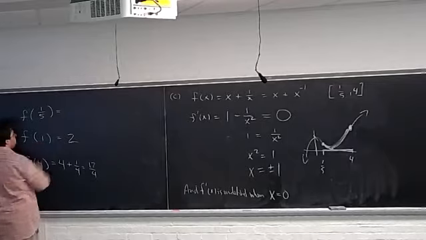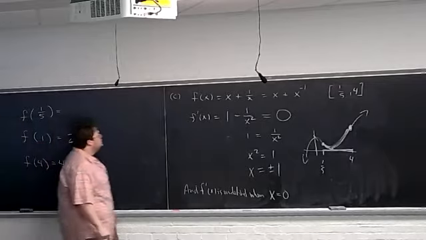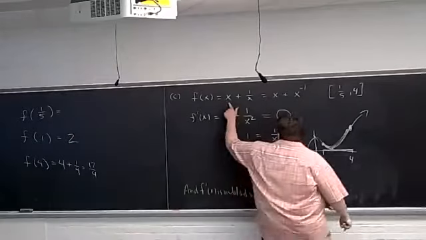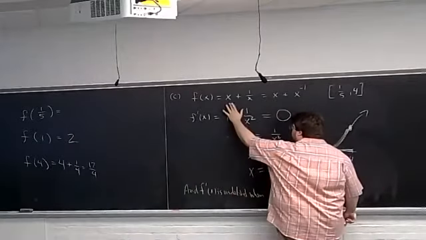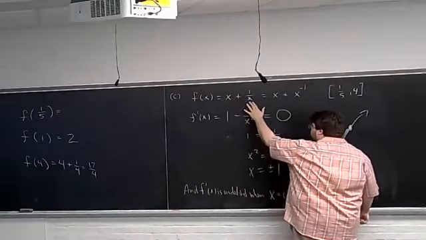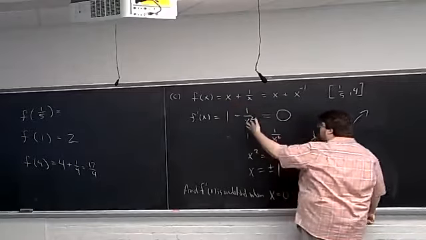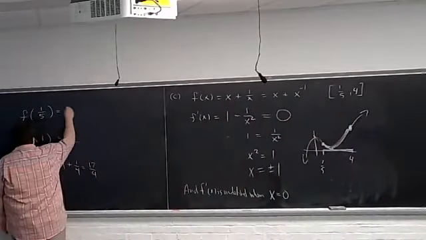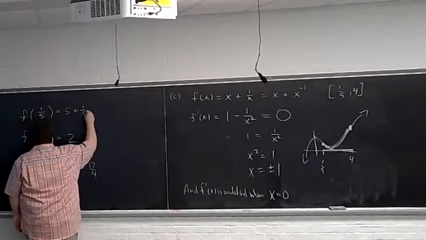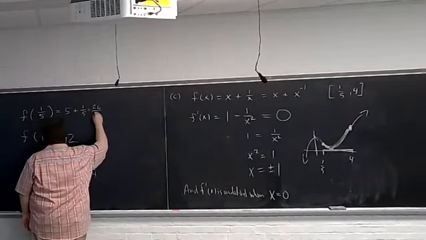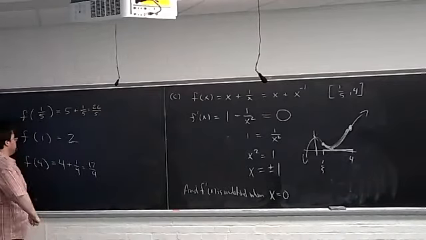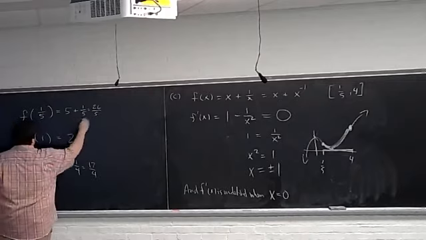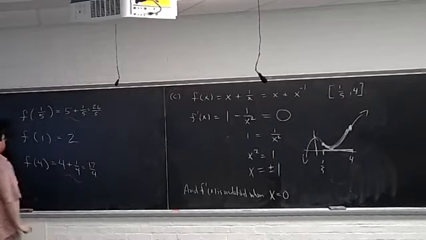F at 1/5. What's F at 1/5? Well, x equals 1/5, so that's 1/5 plus 1 over 1/5, 1/5 plus 5. So F at 1/5 is 5 plus 1/5. You could write it as 26/5. The reason I'm leaving these sort of mixed numbers here is for the next step.